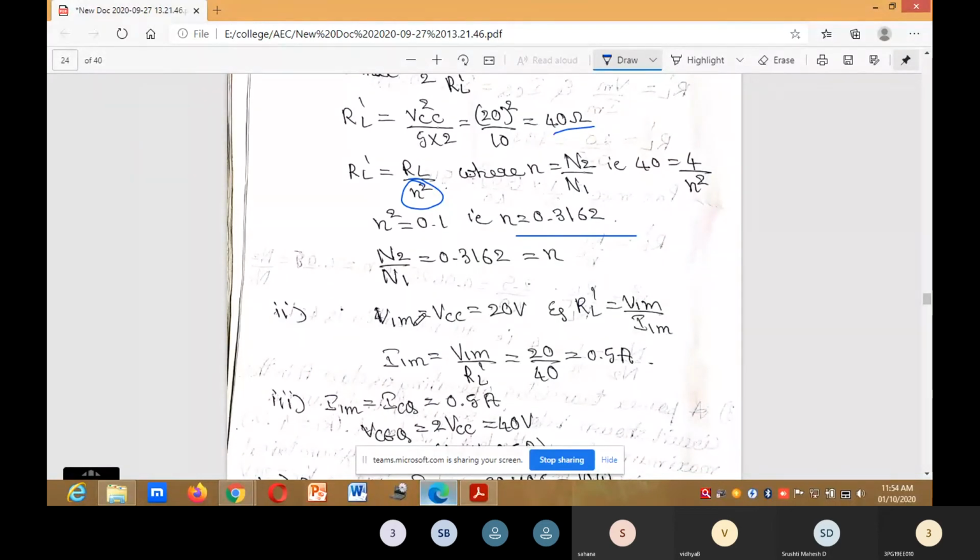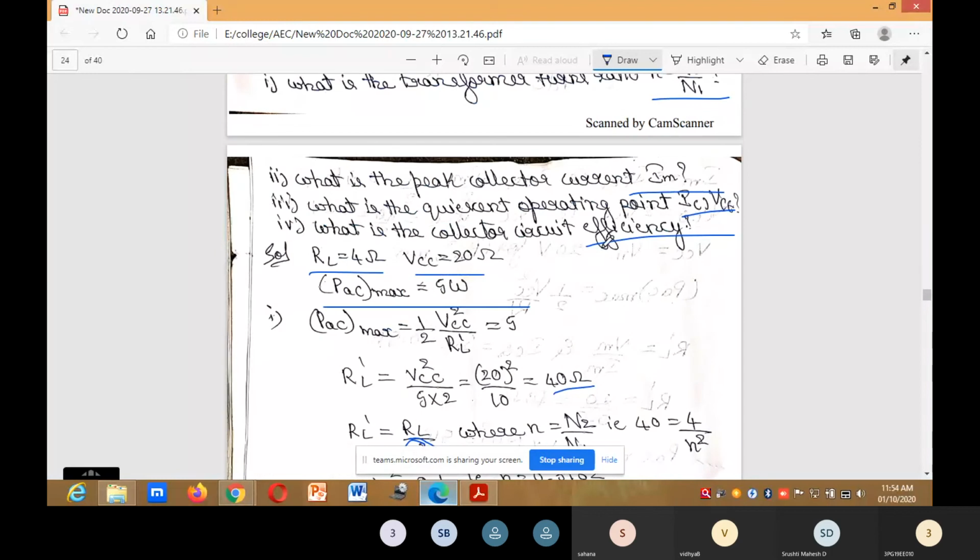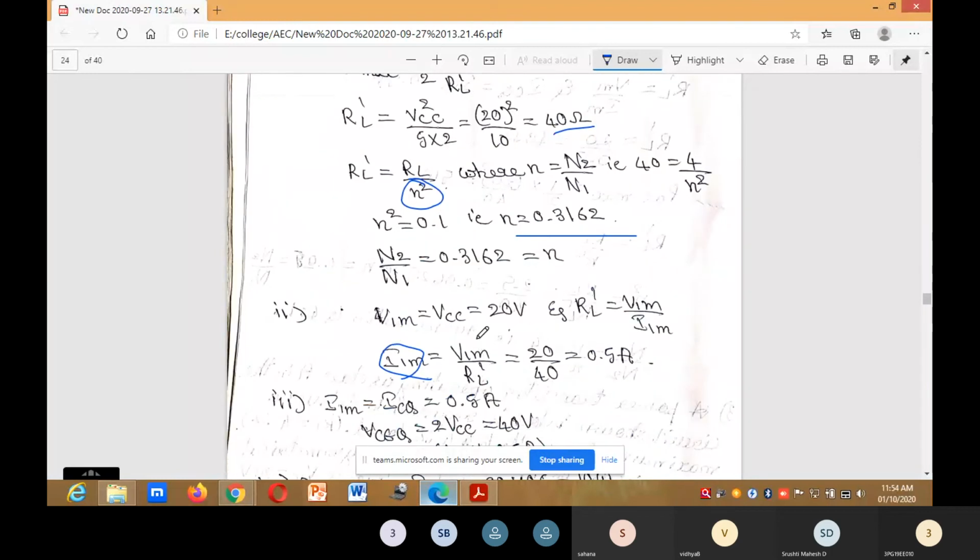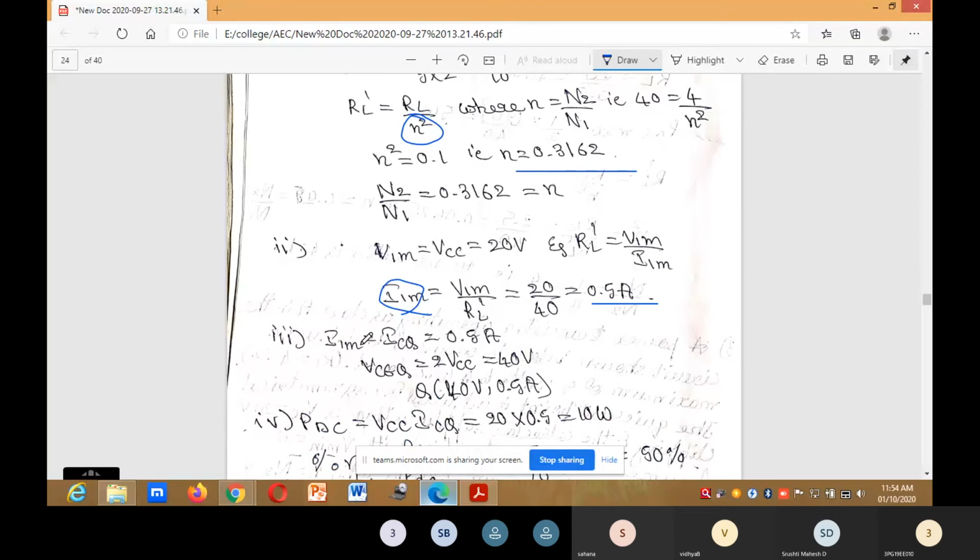Next, V1M is equal to VCC is equal to 20 volts. RL dash is equal to V1M divided by I1M. I1M is equal to V1M divided by RL dash. We need to find out I1M. Okay, they have asked that IM we should find out. V1M divided by RL dash is equal to V1M, what we got? 20. 20 divided by 40 is equal to 0.5 amps. I1M is equal to ICQ is equal to 0.5 amps.